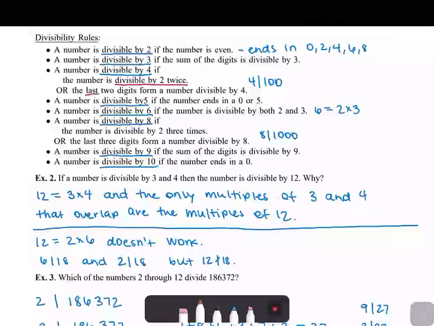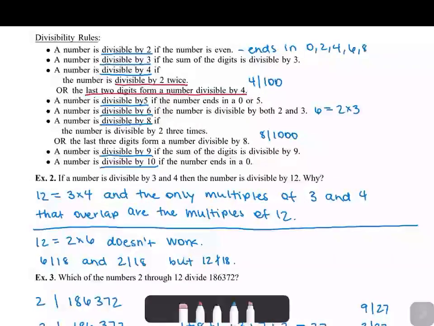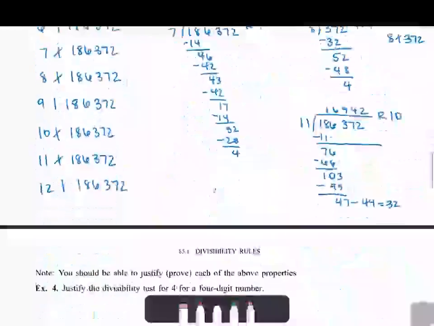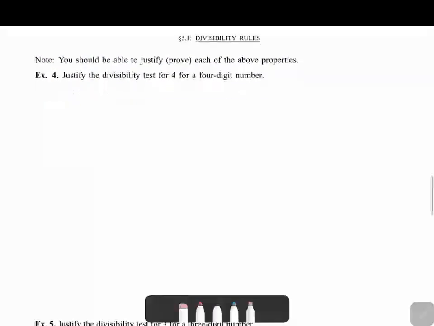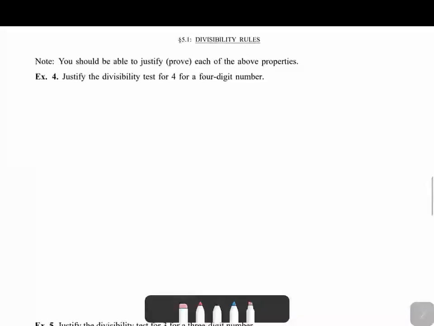But we're going to talk about this: the last 2 digits form a number divisible by 4. So in the last video, I just kind of briefly said this is because 4 divides 100. So we're going to make that a little bit more formal now. Okay, so we want to justify the divisibility test for 4 using a 4-digit number. It says using a 4-digit number, but really you can do this for any digit number. But just to make things simple, we're going to specifically look at a 4-digit number.